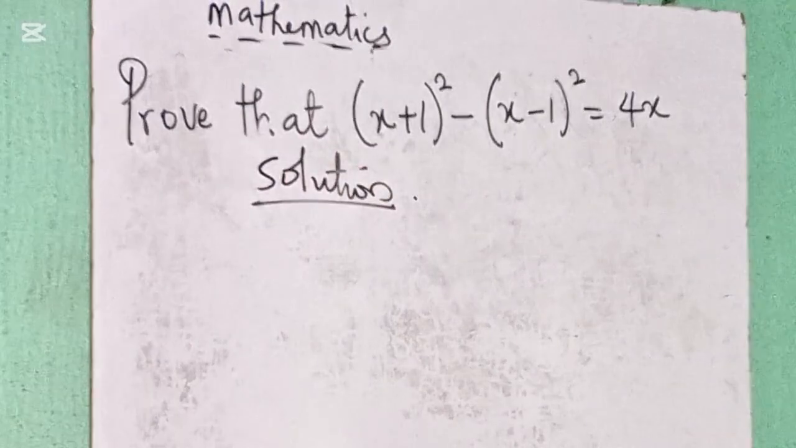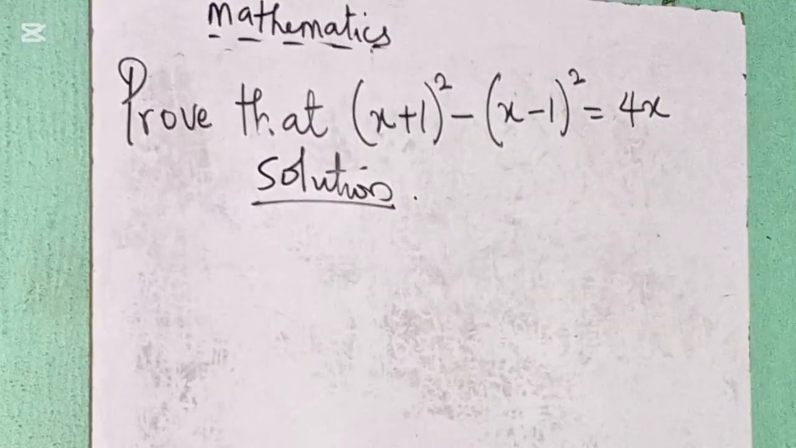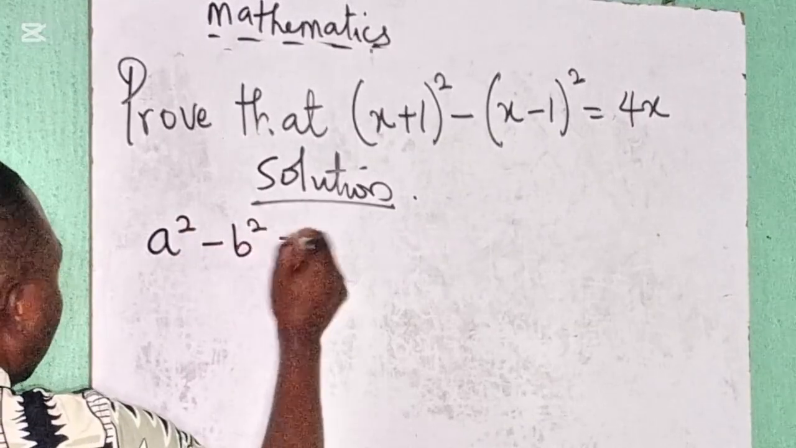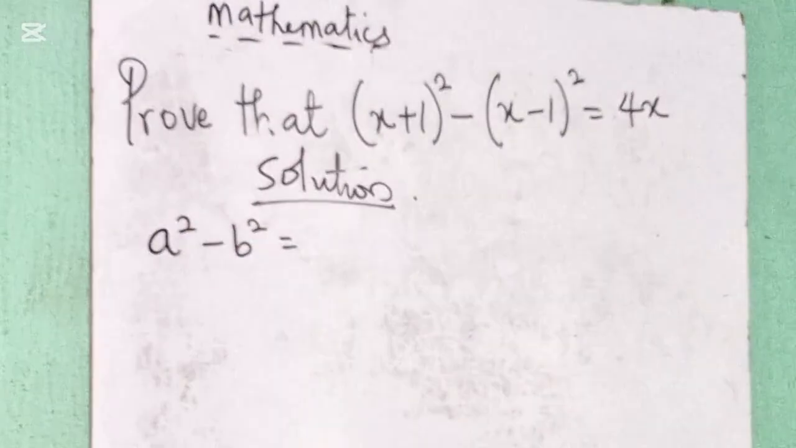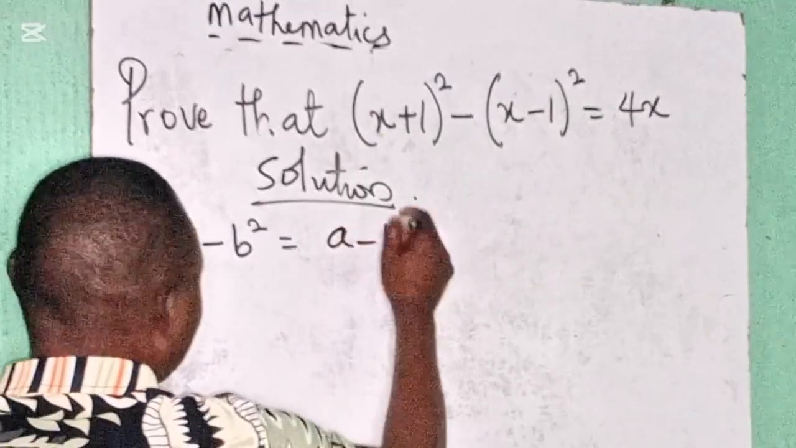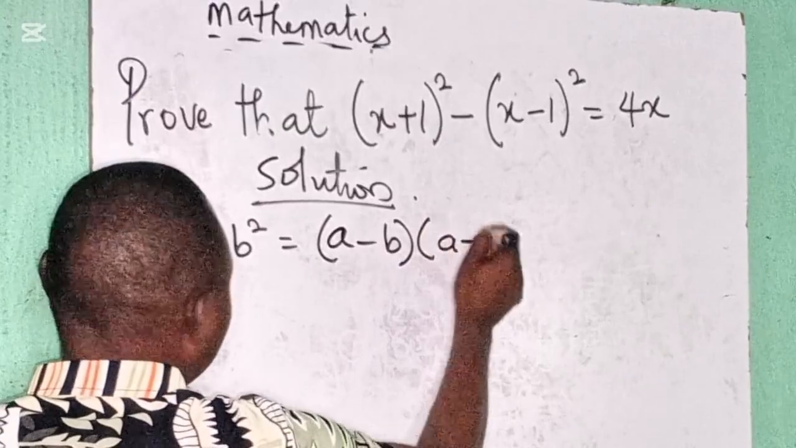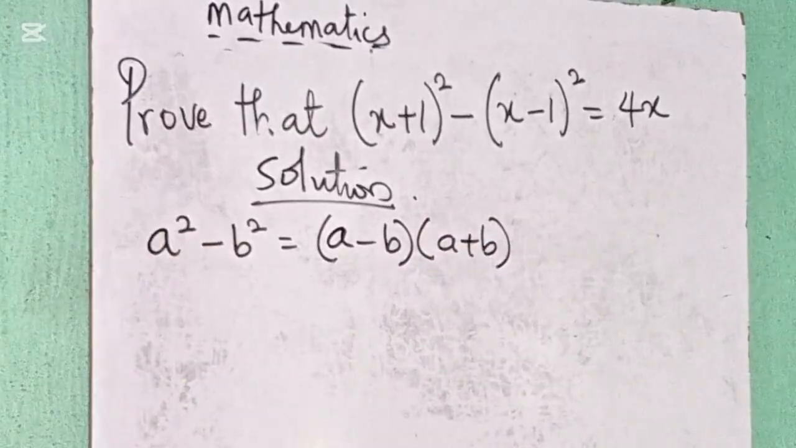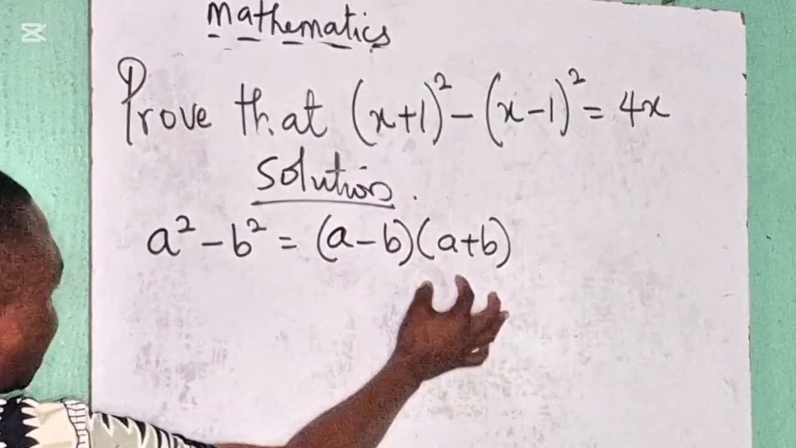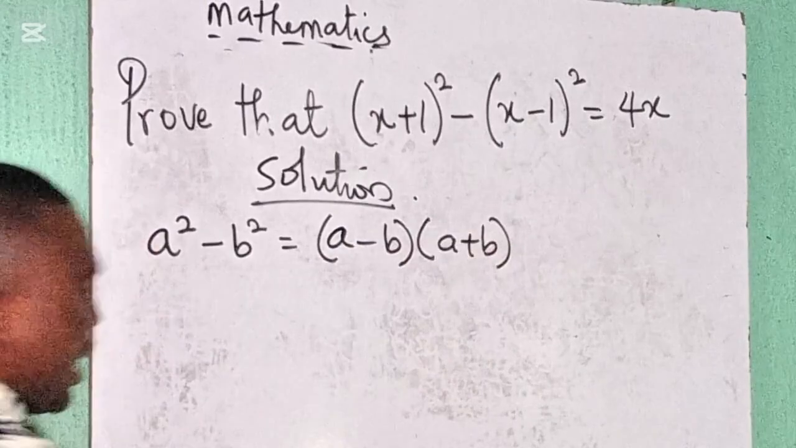Now, looking at what you're having on the board, we can also call it what? Difference of two squares. So if I have, let's say, a squared minus b squared, okay? Now, a squared minus b squared, then that's what? Difference of two squares can be written as (a minus b), all right? And (a plus b), okay?